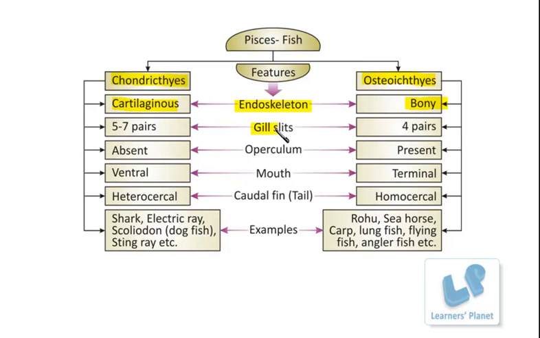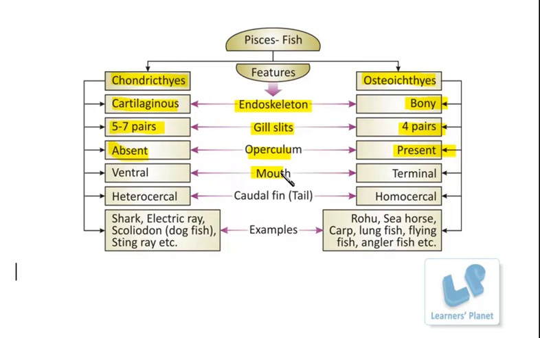The next feature is the gill slits, which vary among these different types of fishes. In the case of cartilaginous fishes, there are only 5 to 7 pairs of gill slits, whereas in the case of Osteichthyes, there are 4 pairs. Then comes the structure operculum. Earlier I told you that operculum may be present in some fishes or it may be absent. So now it will be clear that it is absent in the cartilaginous fish, but definitely it is present in the Osteichthyes or the bony fishes.